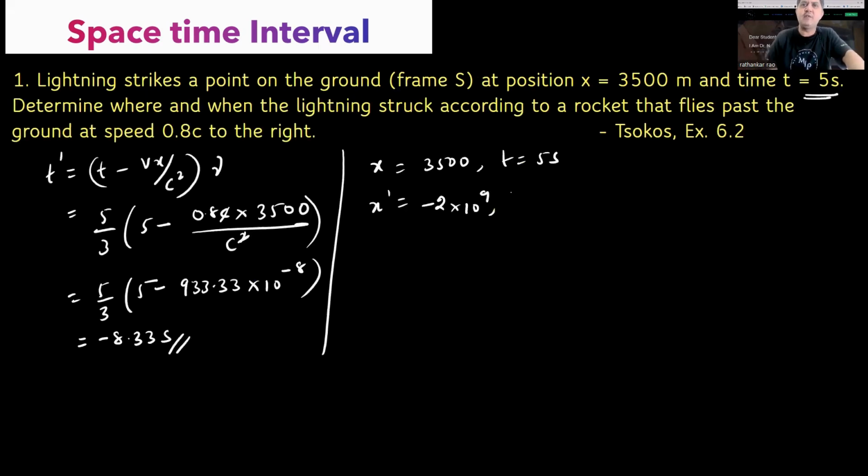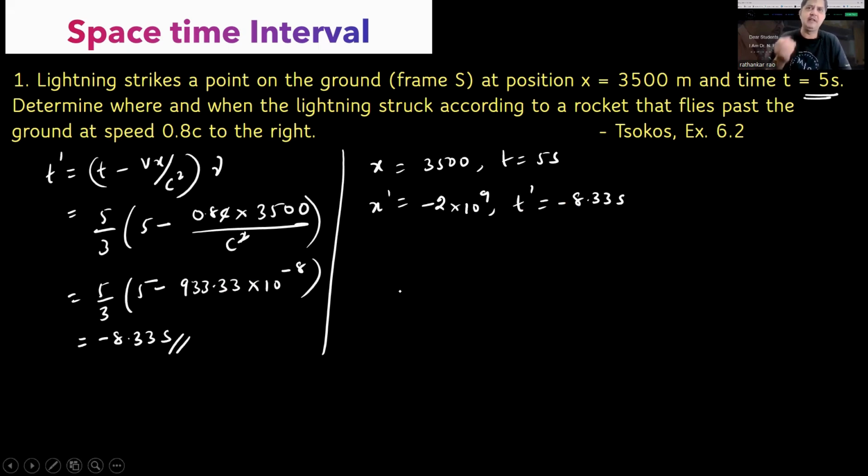Then the value of t dash was seen to be minus 8.33 seconds. See, there's a large difference between x and t over here. There is no correlation at all, because one is in the moving frame, the other one is as estimated by the stationary frame. Now, if they are not equal, when can they be equal?